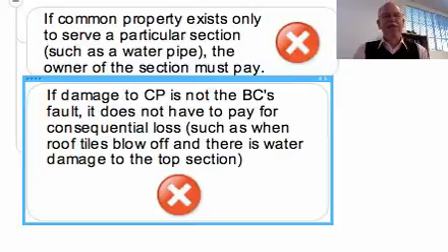The fact is that that part of the common property, being the roof tiles in this case, they failed. They didn't do what they were designed to do, which is keep water away from the section. And the result of that is that the body corporate must repair, but the loss caused as a result of that failure is also for the account of the body corporate.